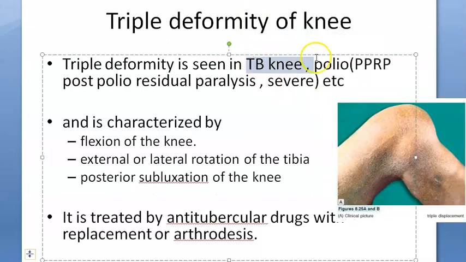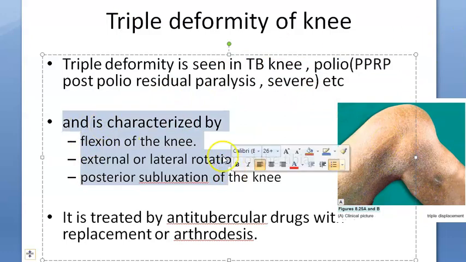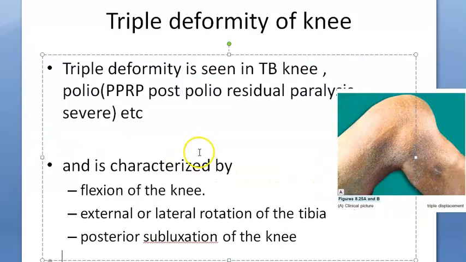Where will you see it? You will see it in tuberculosis knee. You can also see it in severe or late stage polio, that is residual paralysis. In that you can see this triple deformity of knee. Okay. Now what are the three deformities you have understood? Treatment we can come to later.